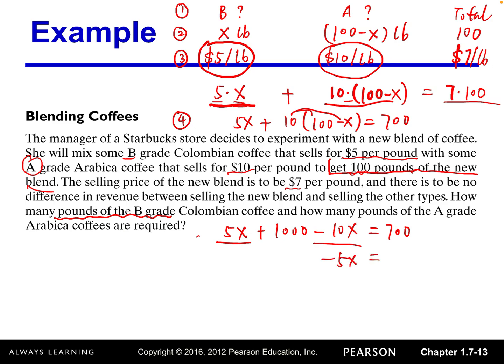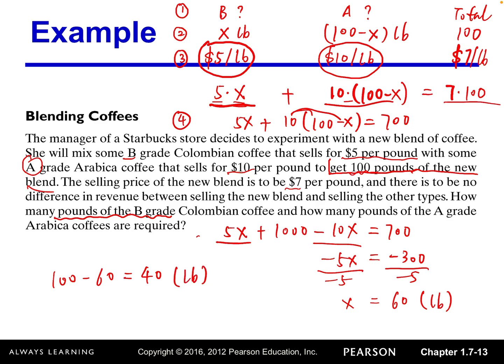Subtract 1,000 from both sides, and 700 minus 1,000 is negative 300. Then divide both sides by negative 5. We can easily solve x equals 60. The unit should be pounds, so 60 pounds of grade B Columbia coffee is required. And how many pounds of grade A coffee are required? We use 100 subtract 60, so 40 pounds of grade A coffee is required.